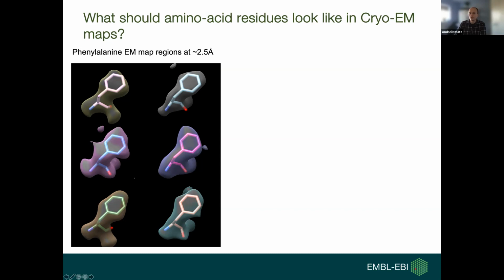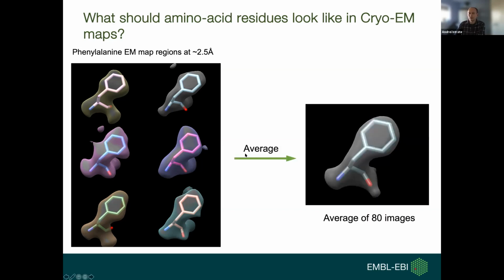And in reality, none of these images is the true image, because this method is affected by a high level of noise. But things can be improved quite a bit by doing simple averaging. For this image here, I have averaged 80 images of phenylalanine at 2.5 angstrom resolution. And as you can see, this image looks better, and it's basically closer to the true image for phenylalanine in cryo-EM.